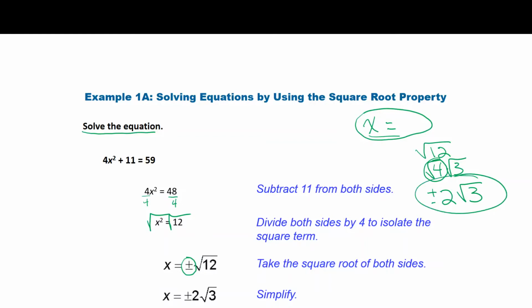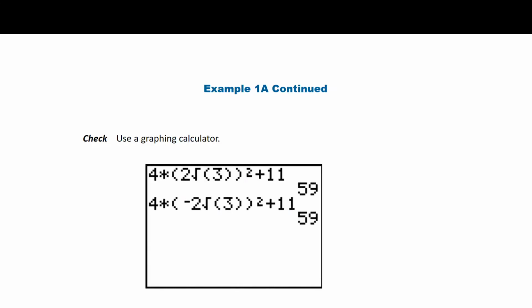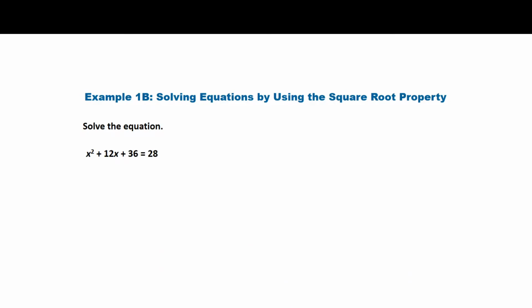Okay, so x equals plus or minus 2 times the square root of 3. Let's try another example. Or actually, you can check your answers using your graphing calculator. You put in 2 square root of 3 for your x, and it'll solve and get us 59, which is what we wanted.